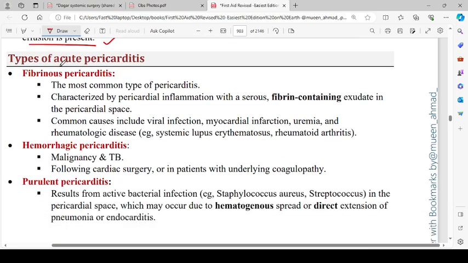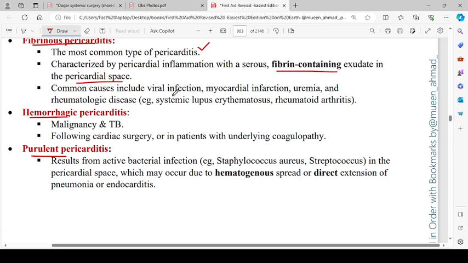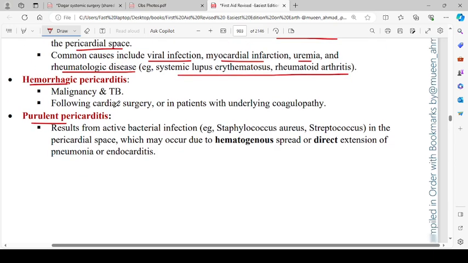Types of acute pericarditis can be fibrinous, hemorrhagic, and purulent pericarditis. So, fibrinous pericarditis is the most common type of pericarditis. It is characterized by the pericardial inflammation with a serous, fibrin-containing exudate in the pericardial space. Common causes include viral infection, myocardial infarction, uremia, and rheumatologic disease, for example, systemic lupus erythematosus and rheumatoid arthritis.